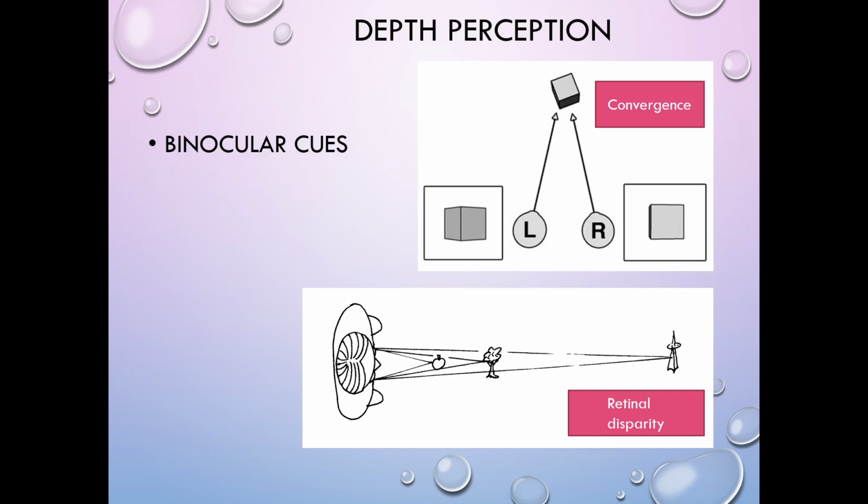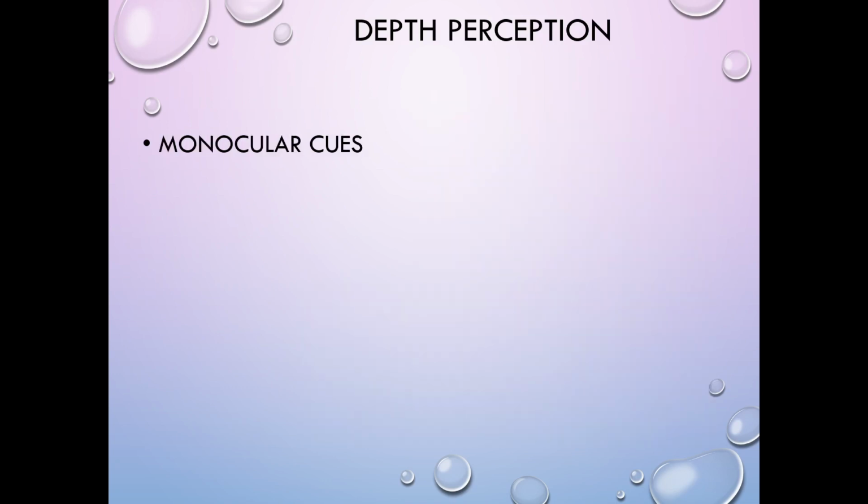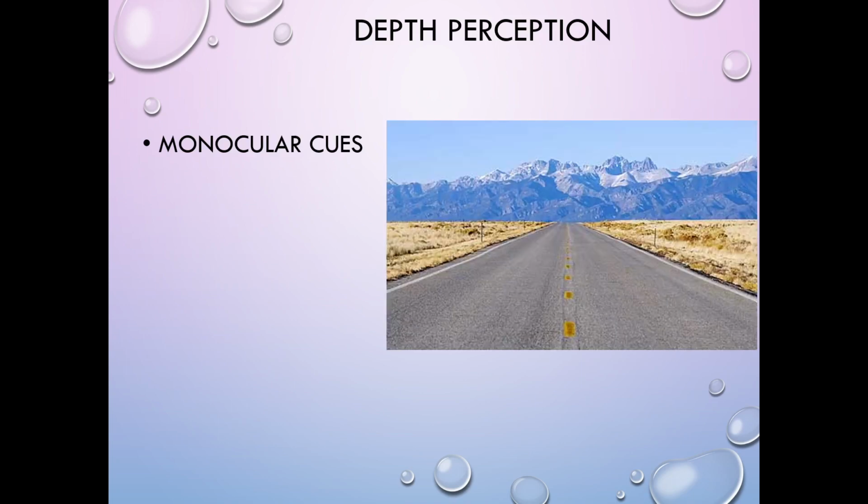Out past about 10 or 12 feet, these cues are going to be basically non-existent. So luckily we have other cues that we can rely on called monocular cues. These are the ones that you probably learned about in art class if you ever took one. Here we have a nice picture of a lonesome highway heading towards a mountain range. And there are all sorts of monocular cues here.